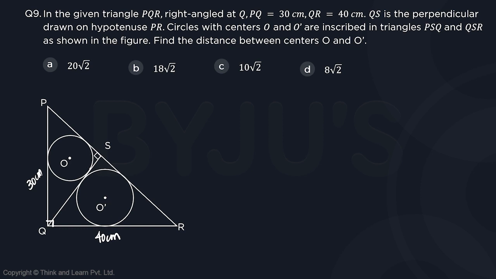Well, let's use the triplet. Since 30 centimeter can be written as 3 into 10 and 40 can be written as 4 into 10. So it's a triplet of 3, 4 and 5. So the length PR is going to be 5 into 10, which will result in 50 centimeter.